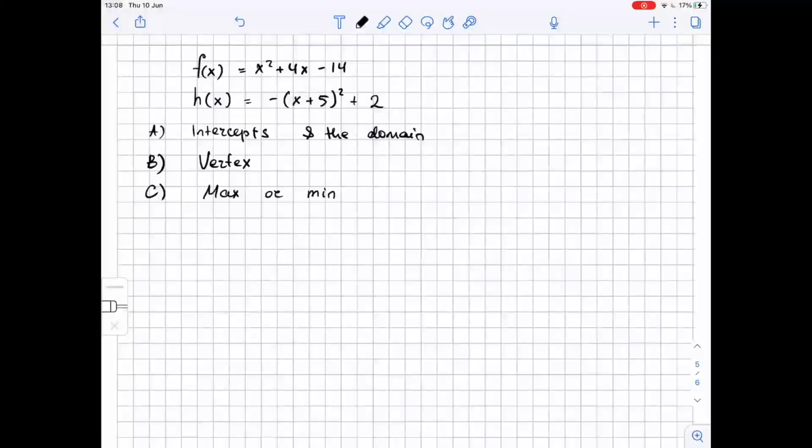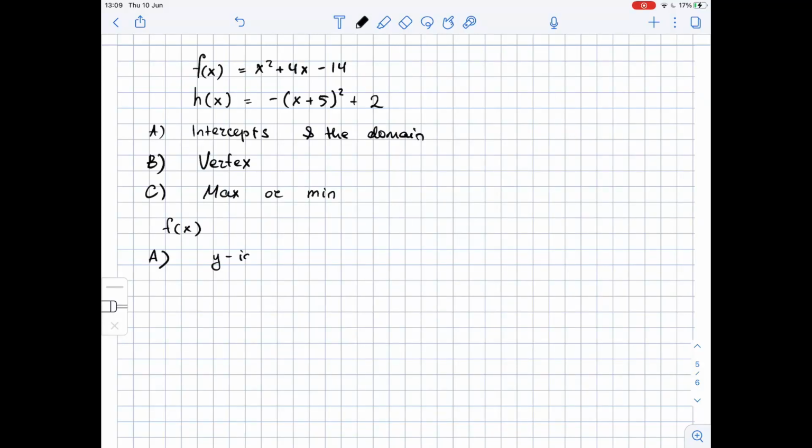So we have two quadratic functions, and for both of these functions we need to find their x and y intercepts, their domains, their vertices, and maximum or minimum values. So let's start with function f of x. For f of x, we will do part A first. We will find the intercepts.